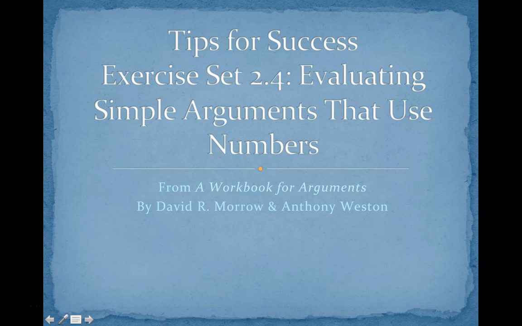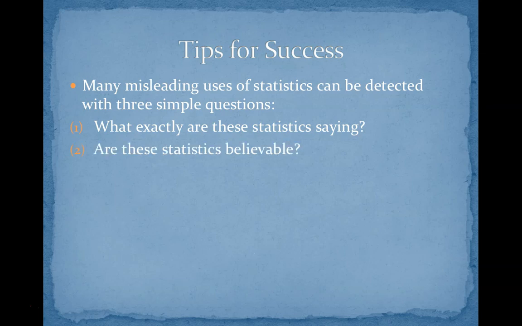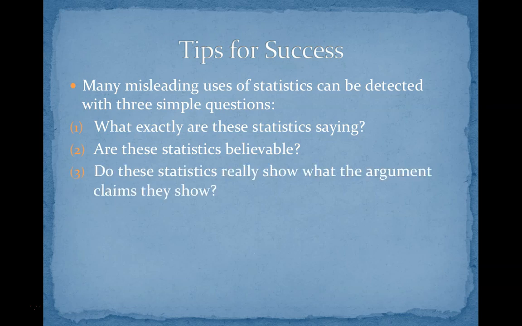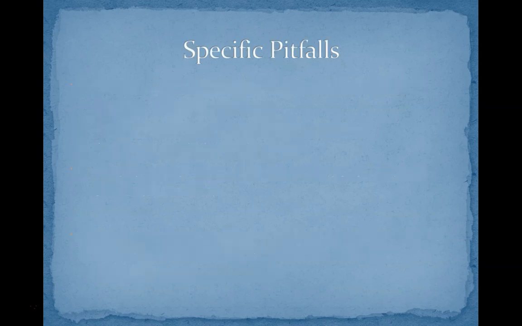Tips for Success, Exercise Set 2.4, Evaluating Simple Arguments that Use Numbers, from a Workbook for Arguments, by Morrow and Weston. Many misleading uses of statistics can be detected with three simple questions. 1. What exactly are these statistics saying? 2. Are these statistics believable? And 3. Do these statistics really show what the argument claims they show? Be sure to ask yourself each of these questions when evaluating the following arguments, or any argument that uses statistics.